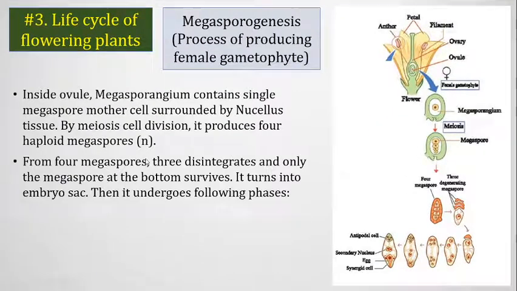And now from the 4 megaspores, 3 disintegrate, that is, get damaged, and only 1 megaspore at the bottom survives, and then it develops into the embryo sac. Then it undergoes some changes.